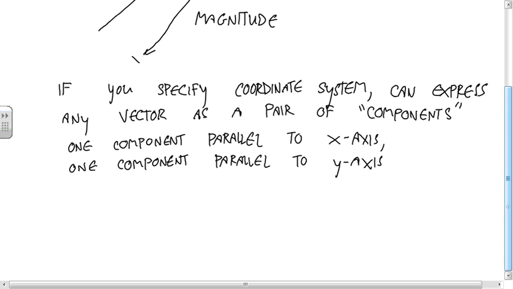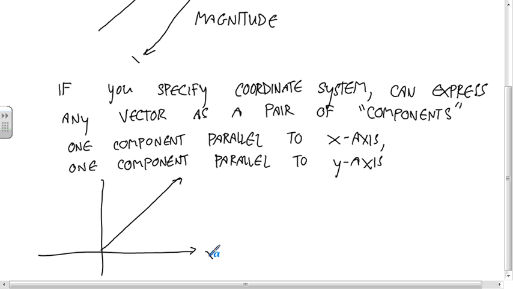So the way this looks is, if this is the vector that you're looking at, and this is the coordinate system that's specified, the coordinate system that you're most familiar with. Let me draw this a little longer. Okay, so let's say this is the y-axis, this is the x-axis.